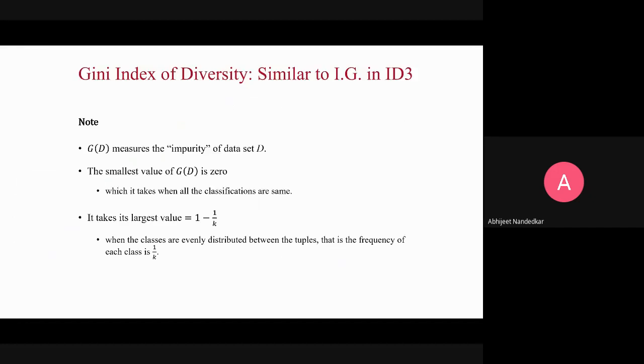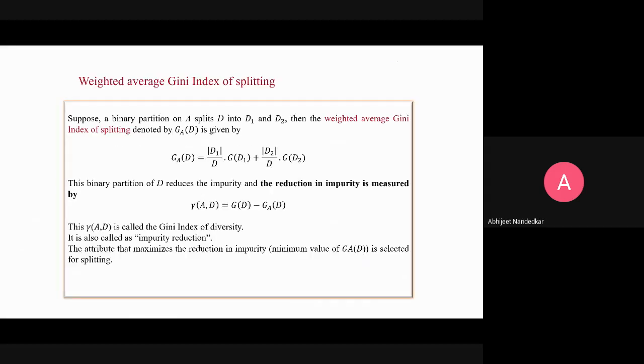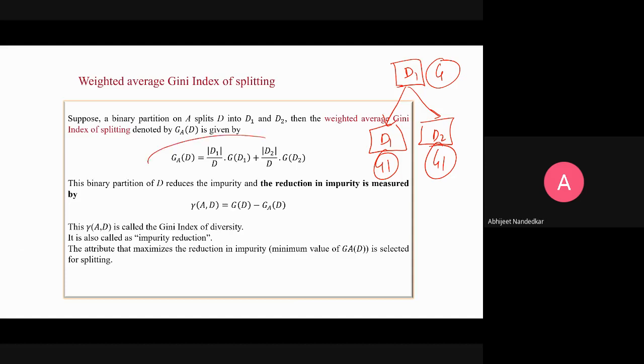Similar to our IG, information gain in ID3, here we use Gini index diversity. So what is Gini index diversity? This is my parent table or parent node, then I make two children, say D1 and D2. I calculate the Gini index at the parent, and then I find the Gini here, and then I calculate the average Gini value for the children. That is, say, GD using some attribute A, and this I will subtract from the parent. So this is called Gini index diversity.